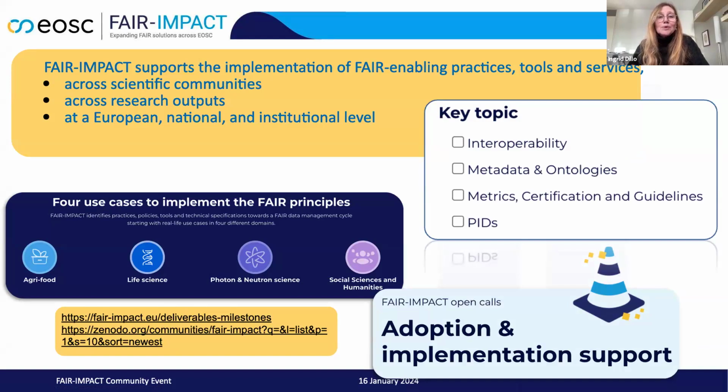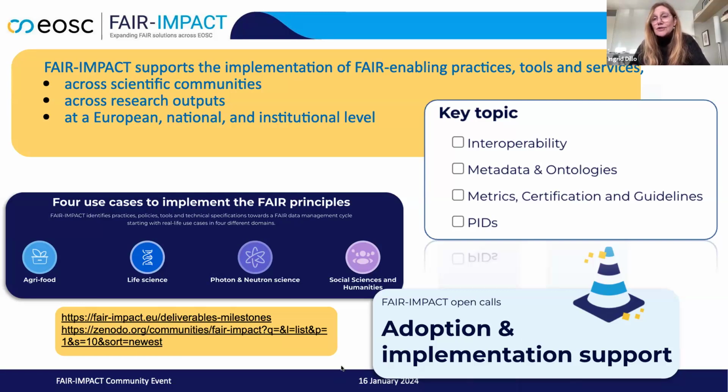Before we dive into today's program, I would like to say a few words about the project and what we aim to achieve with it. FAIR Impact, as you can see on the slide, supports the implementation of FAIR enabling practices, policies, tools, and technical specifications. And we try to do that in different ways. First of all, we do that across scientific communities, which means that we try to transfer and adapt solutions from one domain to other domains. We also try to look further than only data, but have an eye on different research outputs. So we also incorporate work on research software and semantic artifacts. And finally, we aim to have an impact on different levels. So the European level, as well as the national level, but also more locally on institutional levels.